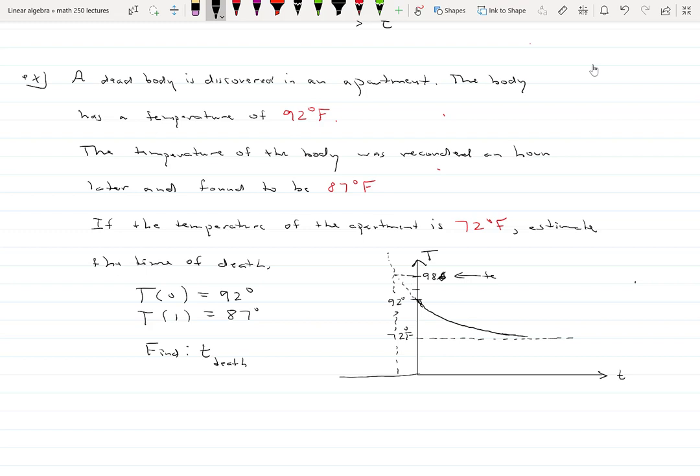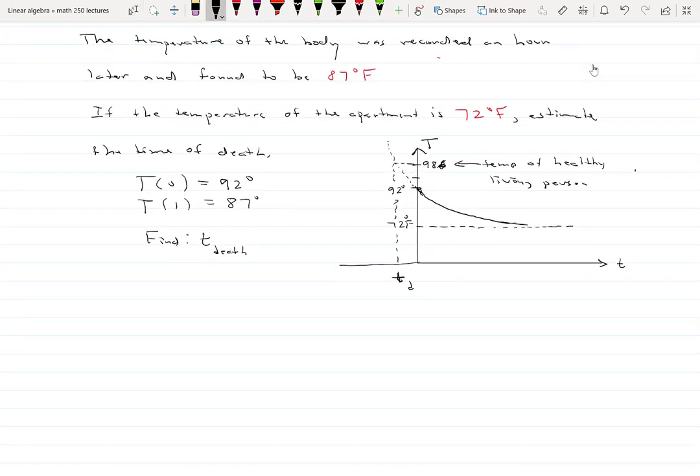This is the temperature of a healthy living person. And the time of death then would be that negative value of time that corresponds to the temperature being 98.6. So what we're going to do is this. We're going to find the temperature as a function of time, then we're going to set the temperature equal to 98.6 and solve for the time of death.